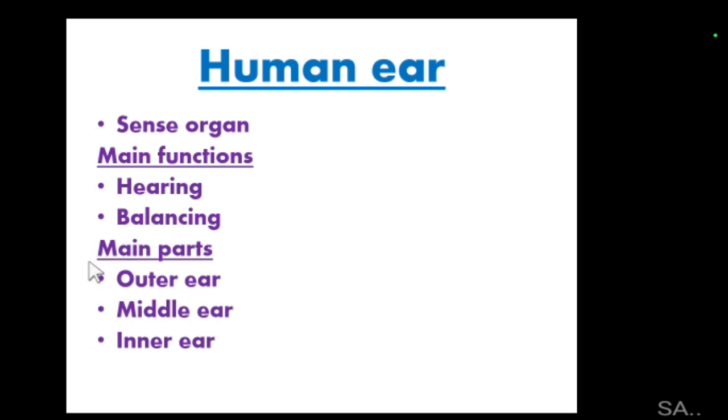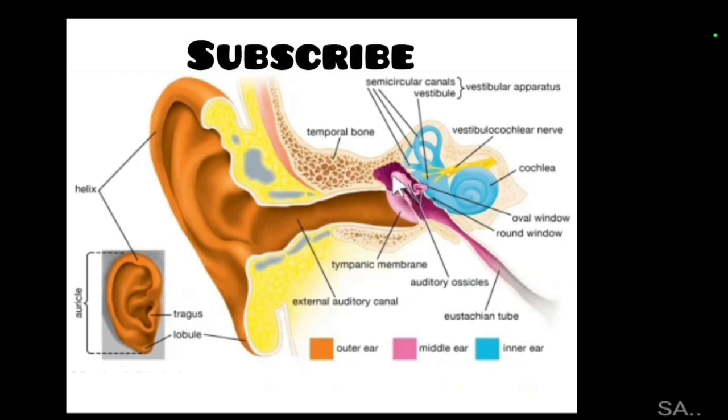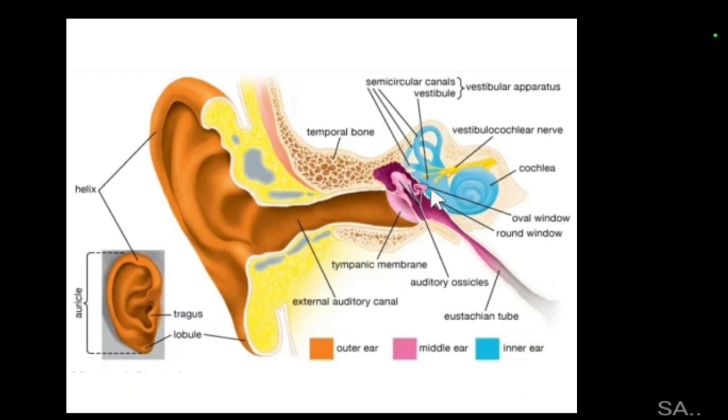So first you'll see the main parts of the human ear. They are the outer ear, middle ear, and inner ear. You'll get a clear idea with the help of this diagram. The part in brown is indicating the outer ear, while the pink portion is indicating the middle ear, and finally we have the part in blue which is representing the inner ear. We'll see the different parts that are making the outer, middle, and inner ear.